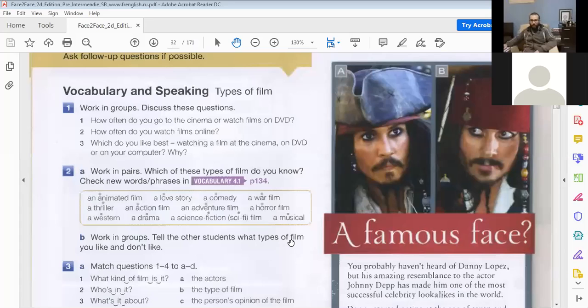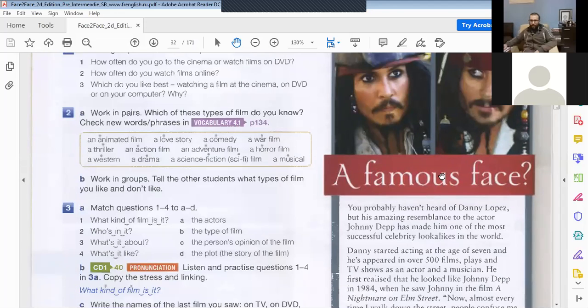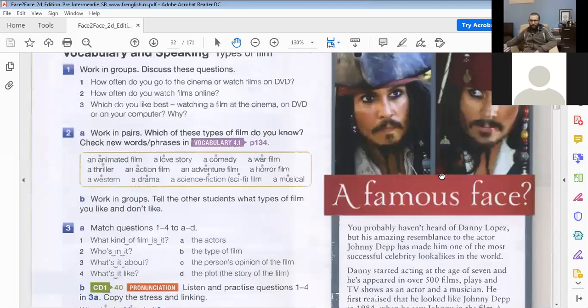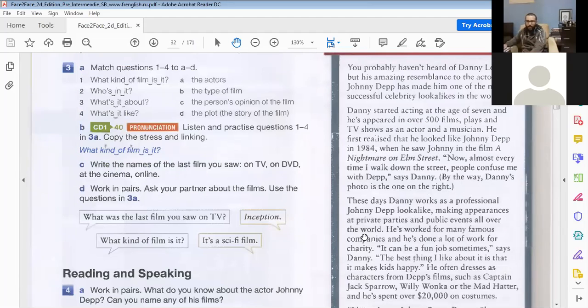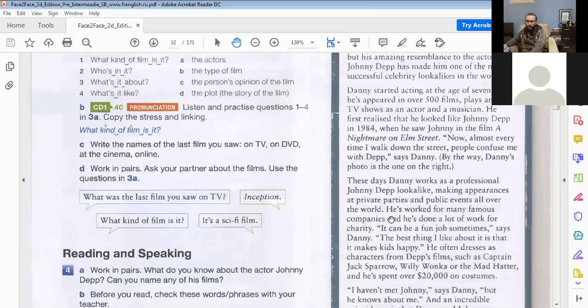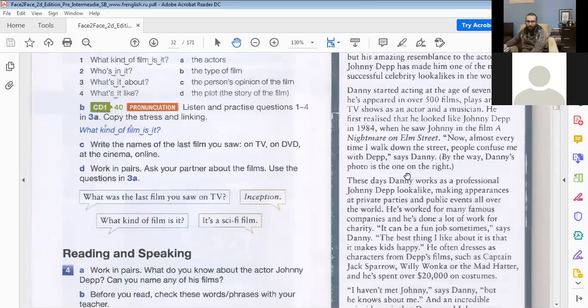We also talked about famous lookalikes, people who look like other people. We talked about Danny Lopez. And of course, Danny looks a lot like Johnny Depp. He works as an actor, and he also makes appearances like Johnny Depp at public parties, public events, private parties. So we read about Danny Lopez.